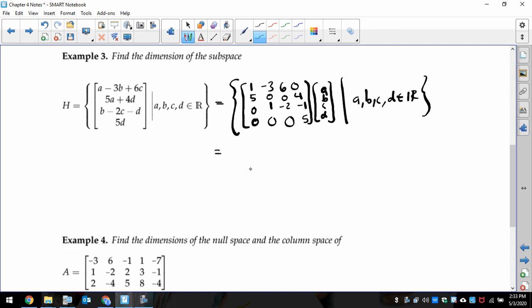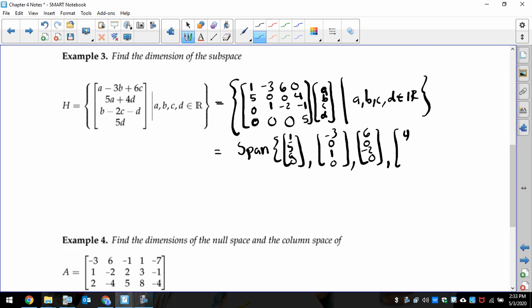Let's determine, so I guess we could row reduce that matrix. Row reducing it will still preserve the relationship, so this is just the span. Let's write it like this. It's the span of (1, 5, 0, 0), (negative 3, 0, 1, 0), (6, 0, negative 2, 0), and (0, 4, negative 1, 5).